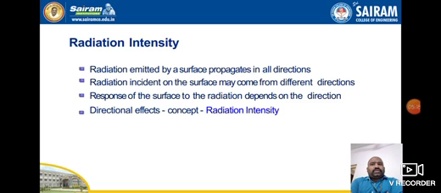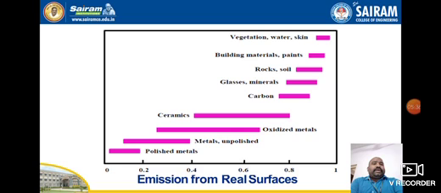The direction effect we call radiation intensity. Suppose in a certain area more radiation is emitted, per square meter of area, we call it the radiation intensity. That depends upon the directional effects. That concept we call radiation intensity. And these are all emissions from real surfaces.